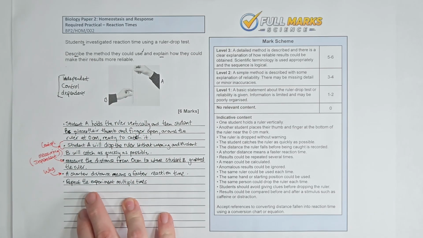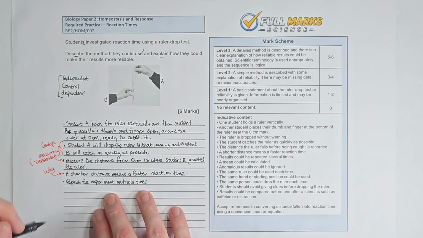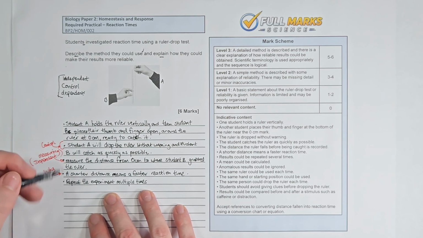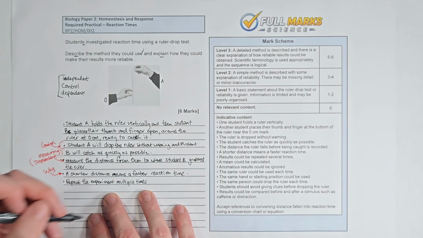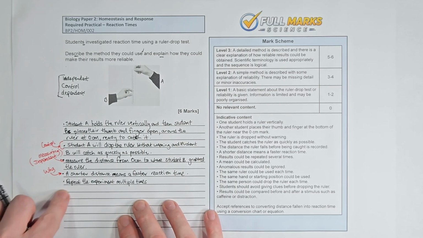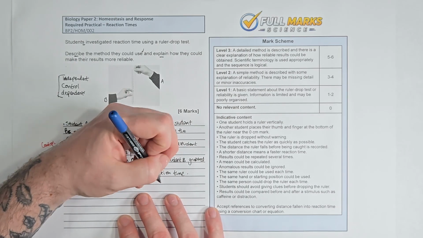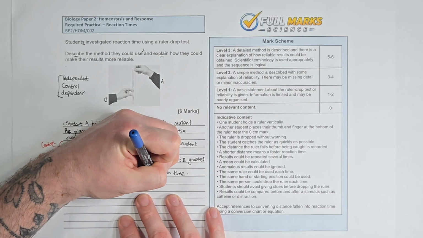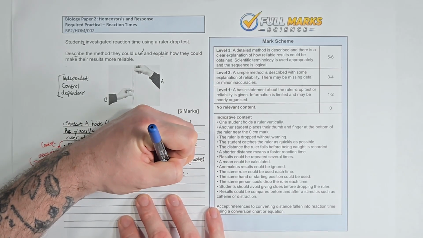So repeat the experiment multiple times, and I'm not going to leave it there because that's not enough to say what the reason for that is, because we need to explain everything that we've done. We've given our thing we could do about repeating it more times, but we've got to say why that's useful. The bit that's missing from that is calculate a mean. So we need to calculate a mean.